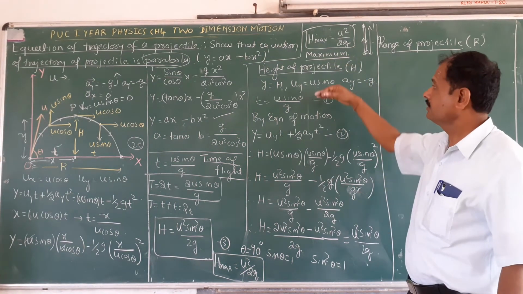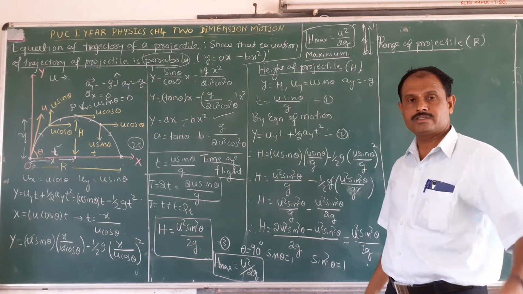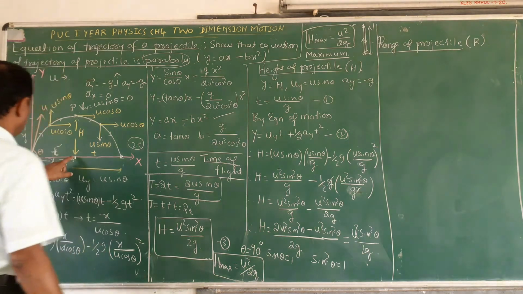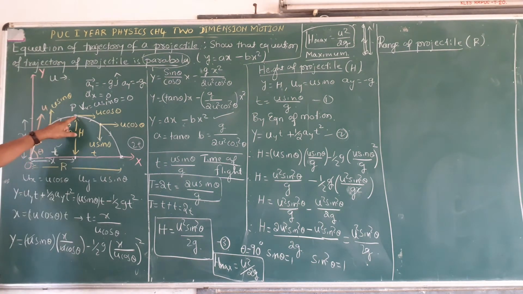This is about the height of the projectile. What is the maximum height of the projectile? The maximum vertical distance covered by the particle in projectile motion in the time t seconds.